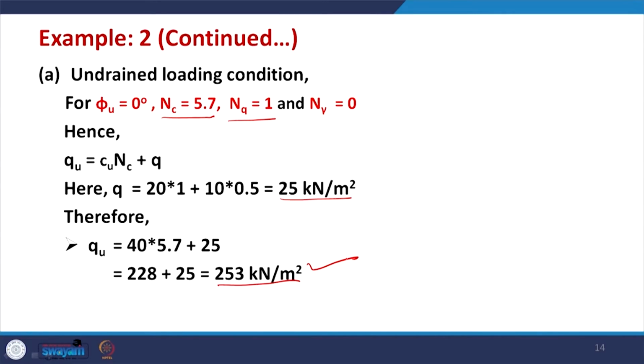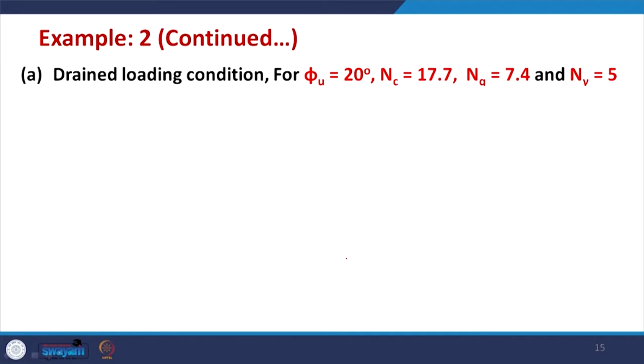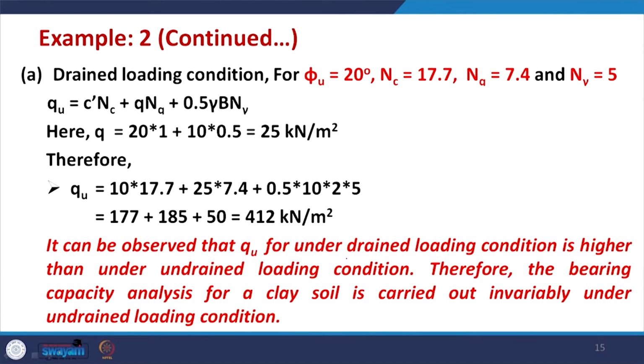But in the second case, the B case, when you have the drained loading condition, with phi equal to 20 degree, you have the values of Nc, Nq and N gamma. These factors are from Terzaghi's theory for 20 degree. Now, in your equation you have c Nc plus q Nq plus 0.5 gamma B N gamma. Earlier the third term was absent simply because N gamma was 0. In this case the surcharge q is the same as before, 25.